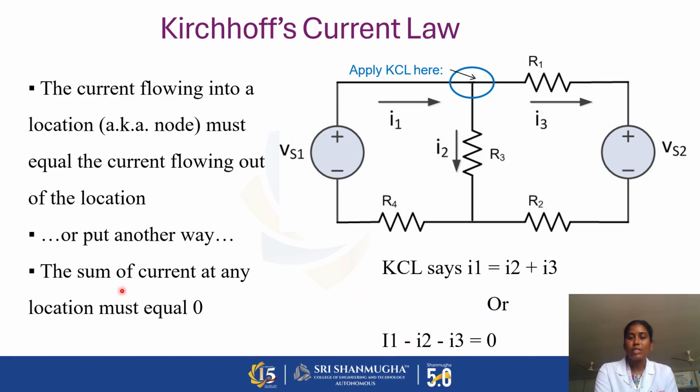Or put another way, the sum of current at any location must equal 0. So consider this diagram. In this diagram, take this as a nodal point. So I1 current is entering from this branch, but other than these two branches, I2 is also leaving, I3 is also leaving. So I1 is equal to I2 plus I3. Or I1, entering current, should be taken as positive and the leaving current should be taken as negative. So I1, that is entering current, minus I2 minus I3 because these two are leaving current. So I1 minus I2 minus I3 equal to 0.